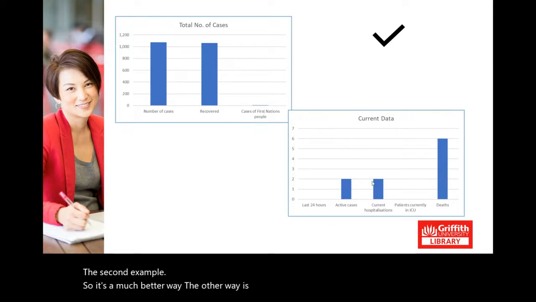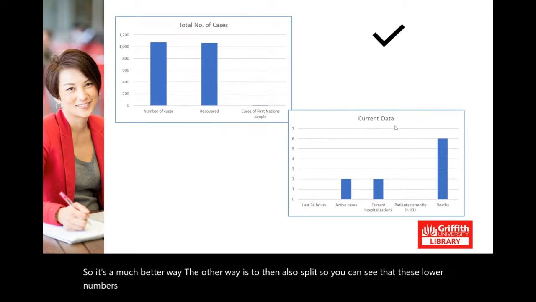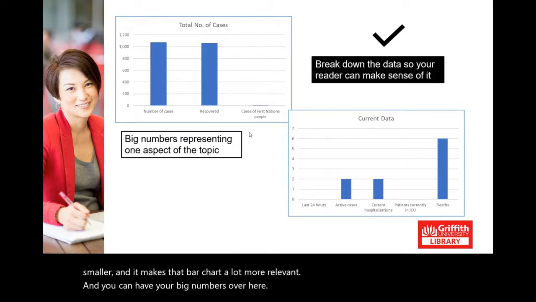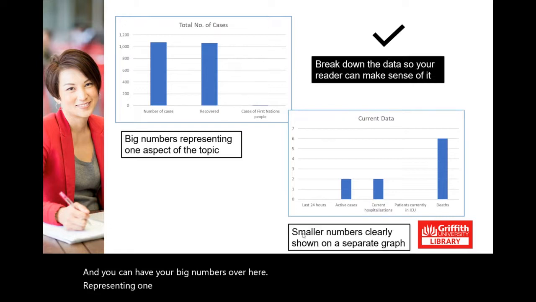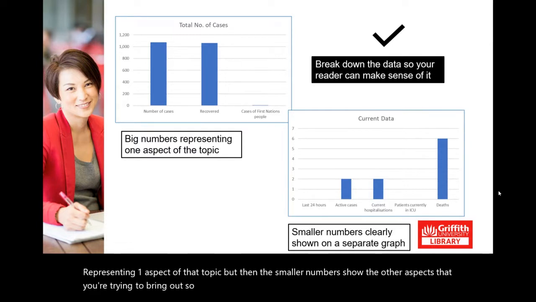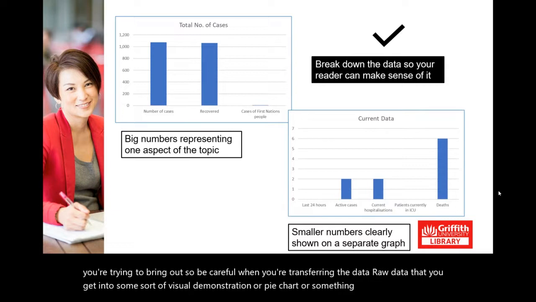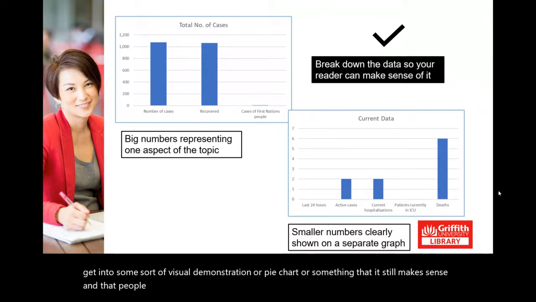The other way is to then also split. So you can see that these lower numbers were then all grouped, and you can see that the figures at the side therefore can be a lot smaller, and it makes that bar chart a lot more relevant. And you can have your big numbers over here representing one aspect of that topic, but then the smaller numbers show the other aspects that you're trying to bring out. So be careful when you're transferring the raw data that you get into some sort of visual demonstration or pie chart or something, that it still makes sense and that people looking at it can understand what you're talking about.